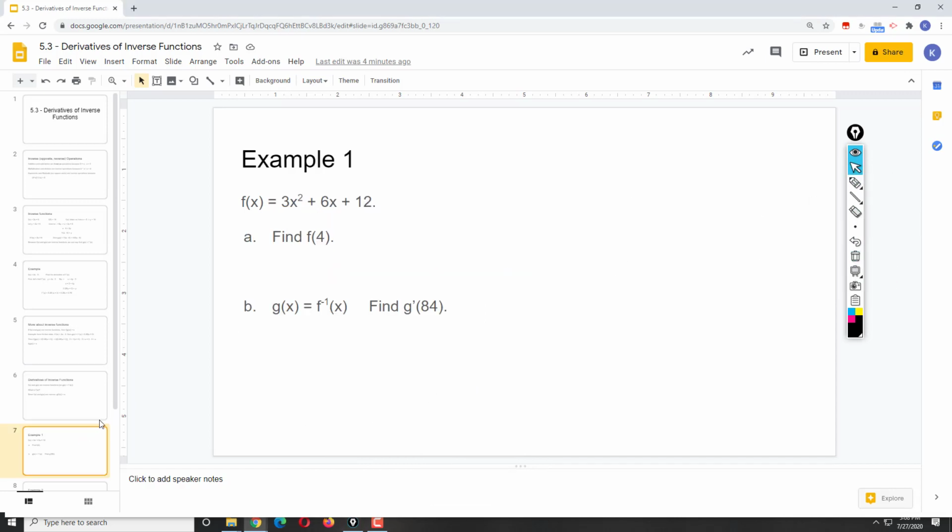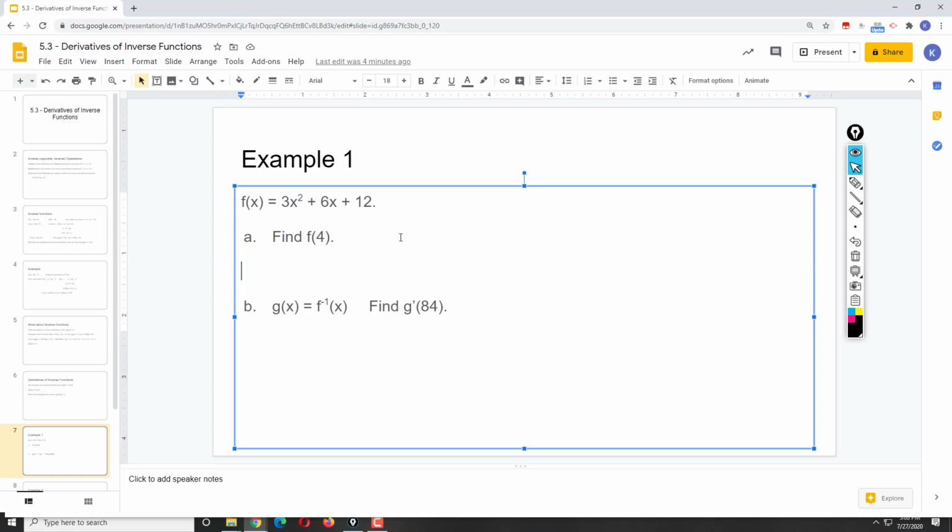Example 1. f of x is 3x squared plus 6x plus 12. Okay, A, find f of 4. Okay, let's just do that. F of 4 has to equal 3 times 4 squared plus 6 times 4 plus 12, which is 3 times 16 plus 24 plus 12, 48 plus 24 plus 12. 48 plus 12 is 60, plus 24 is 84. So f of 4 equals 84.